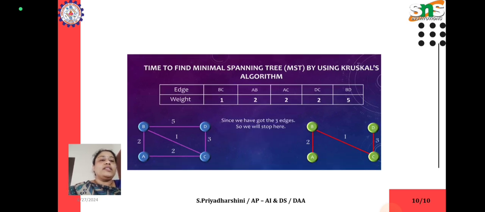Now, when we take DC, the edge weight is 2, so take that also. And if we take BD, it forms a circle, so we need not take it. Now we have three edges, so we will stop here. Remember, the number of edges should always be V minus 1. So we have to stop here. This is the solution of the given minimum spanning tree.